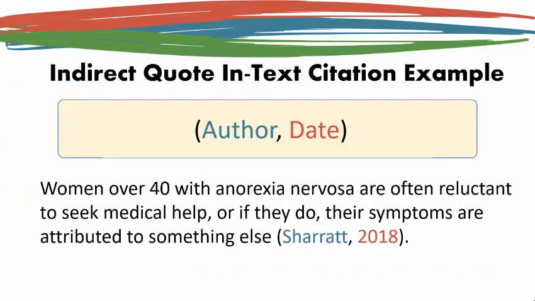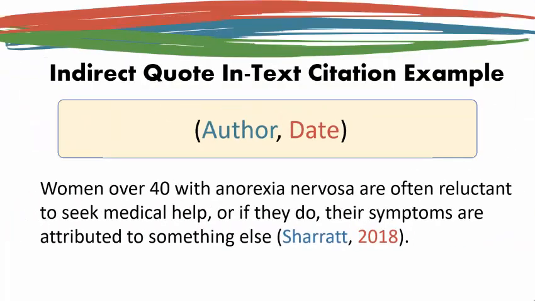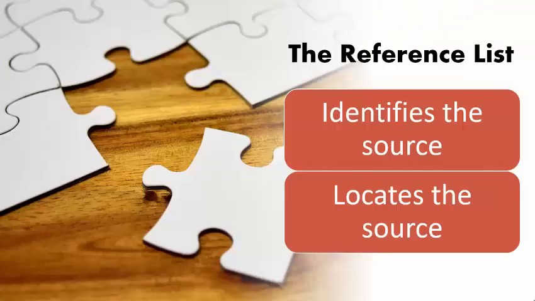In this example, you are paraphrasing or rewording another person's ideas. Because it is not a direct quote, you don't use quotation marks. Using brackets, note the author's last name and the date of publication. You don't include a page number for an indirect quote because the way you worded it does not exist in the resource you are summarizing.